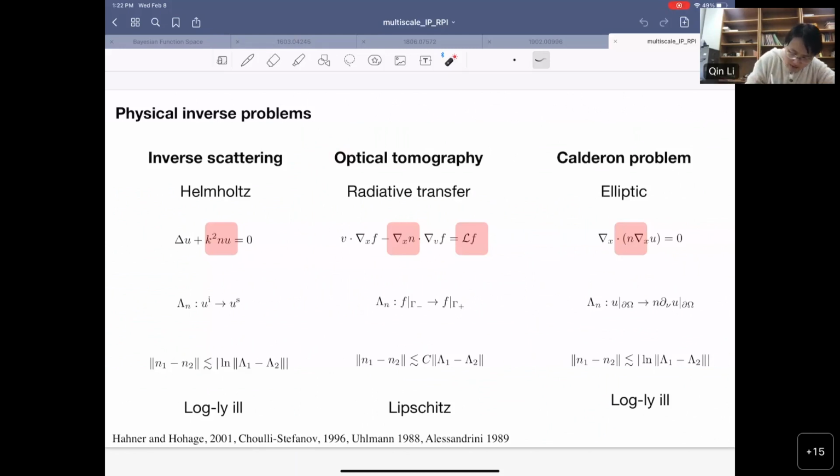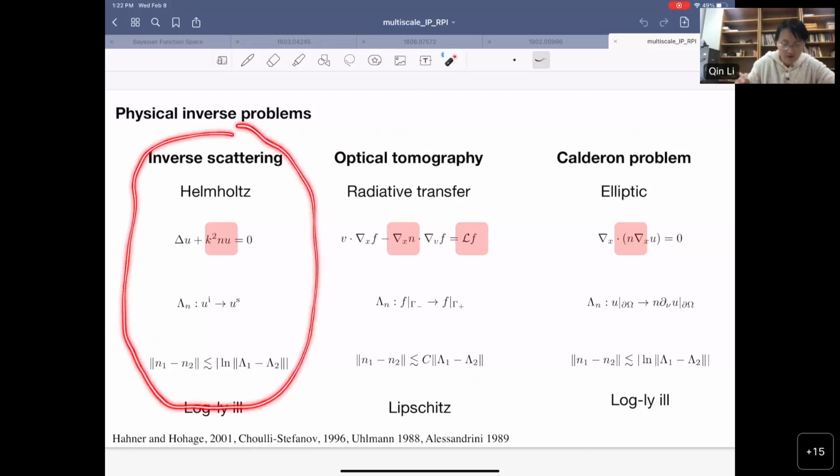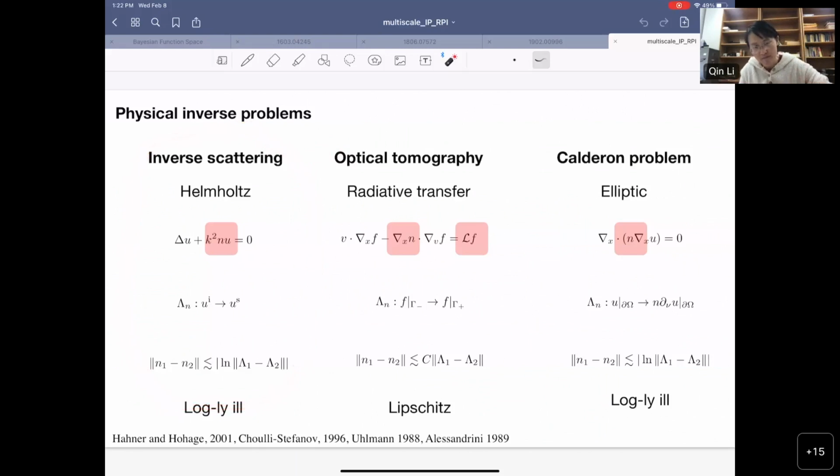So you start from the inverse scattering operator. You start from the inverse Helmholtz equation. And you read into the literature, you find out that this problem is very ill-posed. So you perturb the data by a little bit, the reconstruction gets perturbed significantly. But on the other hand, the inverse radiative transfer is a well-posed problem. You perturb the data by a little bit, the perturbation gets linearly reflected in the perturbation in the reconstruction.